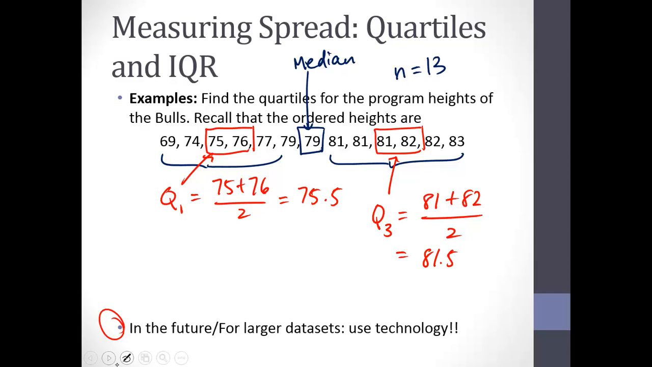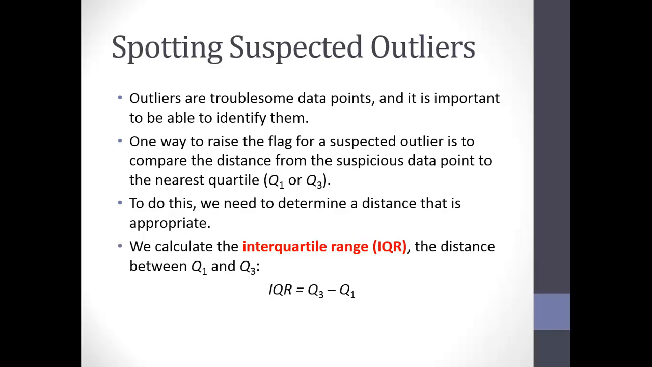Okay. So then to actually measure the spread, we're going to use something called the interquartile range down here at the bottom, which we can also use to spot suspected outliers. So far, we've picked out numbers that look like outliers. We haven't had a real good way to say definitely this is an outlier or this is not an outlier. And now we're going to have a rule of thumb for doing that. And this is one way to do that.